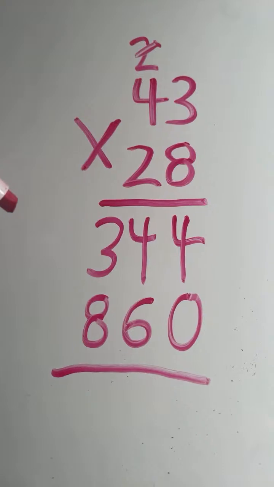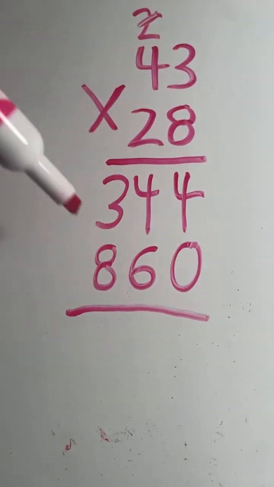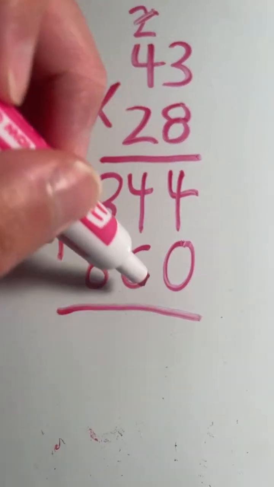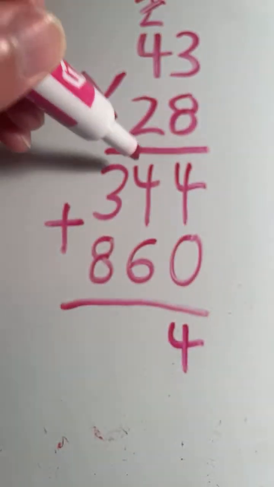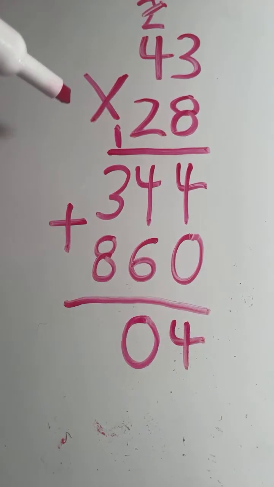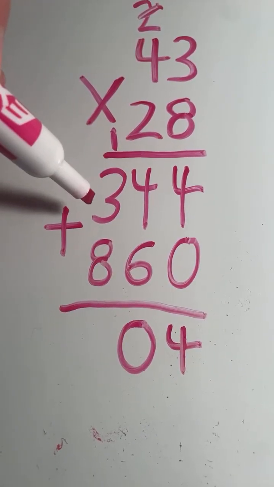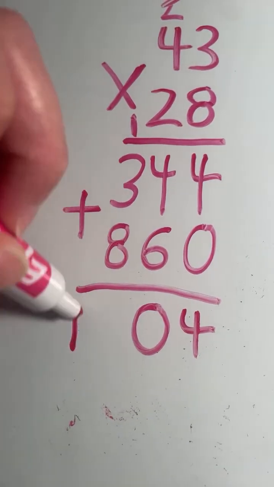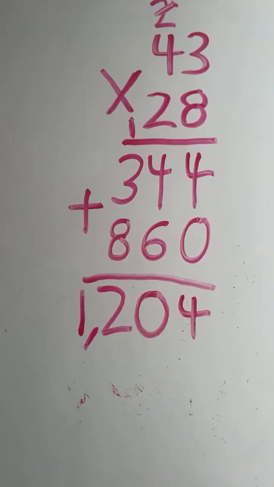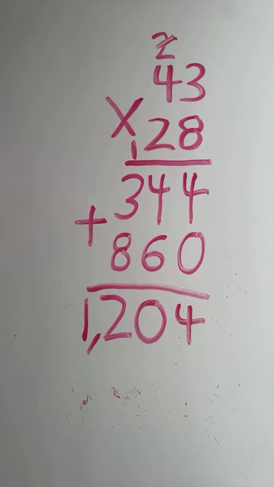Now to get our final answer, we have to add these two numbers together. 4 plus 0 equals 4. 4 plus 6 equals 10. 0, carry the 1. 1 plus 3 equals 4, plus 8 equals 12. And we have our final answer. 43 times 28 equals 1,204.